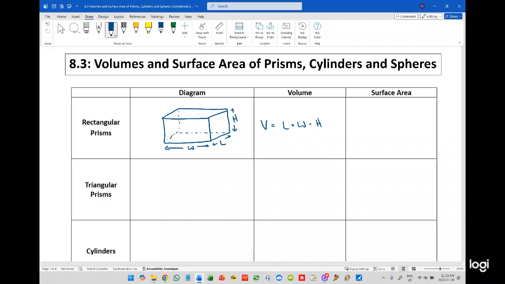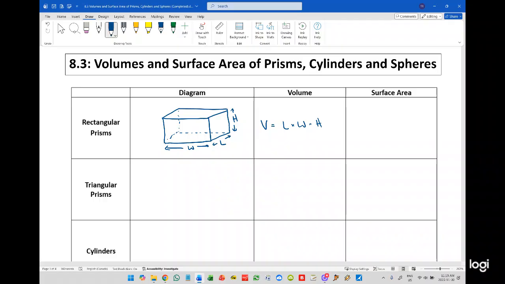Surface area. So there's 6 sides on a rectangular prism. There's the front and the back, the top and the bottom, and the left and the right. And each of those are in pairs, and the pairs have the exact same areas. So the front has the same area as the back, the top has the same area as the bottom, and the left has the same area as the right.